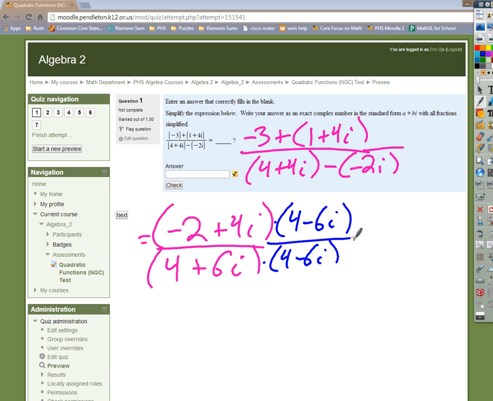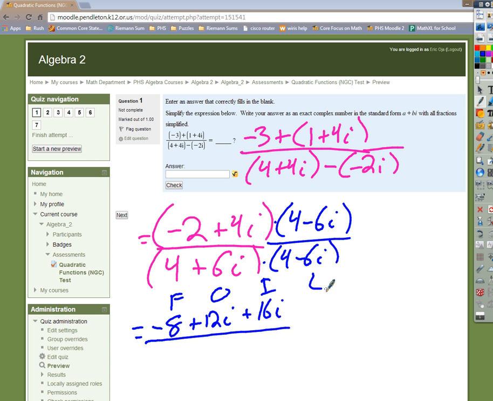Well, when we FOIL this out, on the top, first times first gives us negative 8, right? Outside product is negative times negative, which is positive, so plus 12i. Inside, 4i times 4i, is positive 16i. And the last, I get 4i times negative 6i. Well, that's negative 24i squared. Right? Okay, on the bottom.